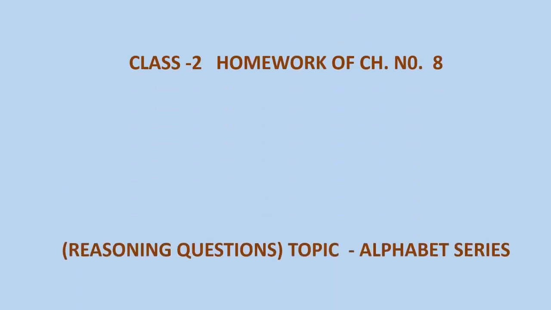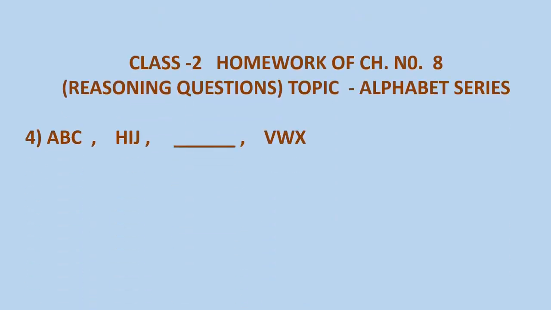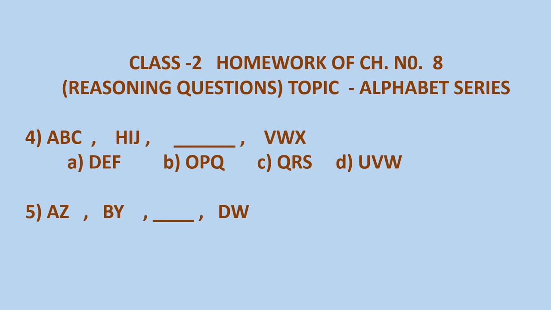Now in number 4, A, B, C, H, I, J, then dash, V, W, X. So you have to see the relationship between these. Okay, how many letters are missing here? Okay, and then you have to fill this blank. Now in question number 5, A, Z, B, Y, dash, D, W, and options are A, X, C, W, D, B, C, X. Understood?